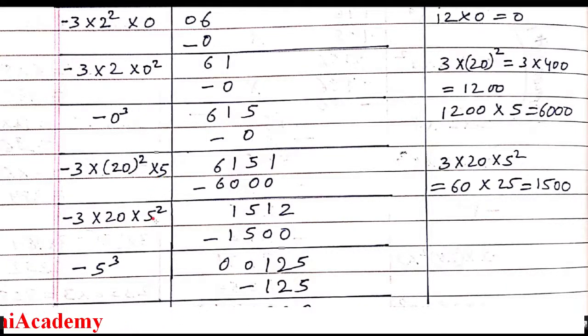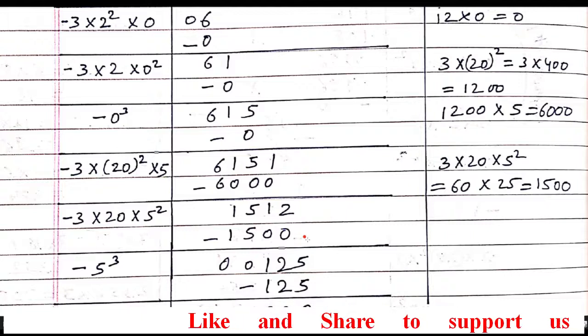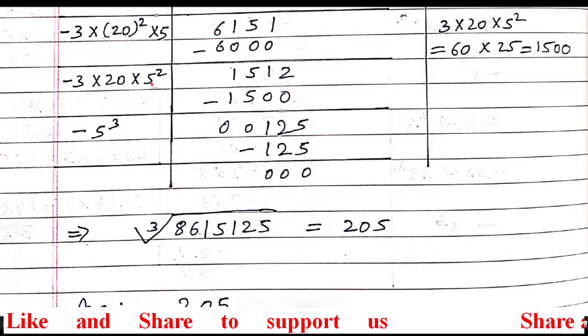And here you have to increase the power. So the power of 5 is going to increase, that is square. So multiply them. It is 3 into 20 into 5 square. You will obtain 1500 right here. 12 will come down, and after 2 you can see its 5 is there. So it's 125. Now 5 cube.